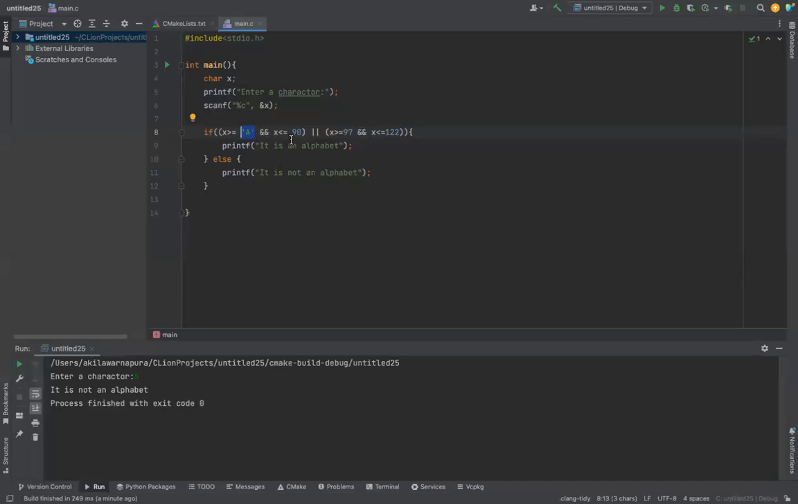Okay. So A and here capital Z. Capital A to capital Z, and here also simple A to simple Z. Then it's an alphabet. Let's say W, simple W. Yes, it's an alphabet. Capital W. Yes, it's an alphabet. Let's say 1. It's not an alphabet.